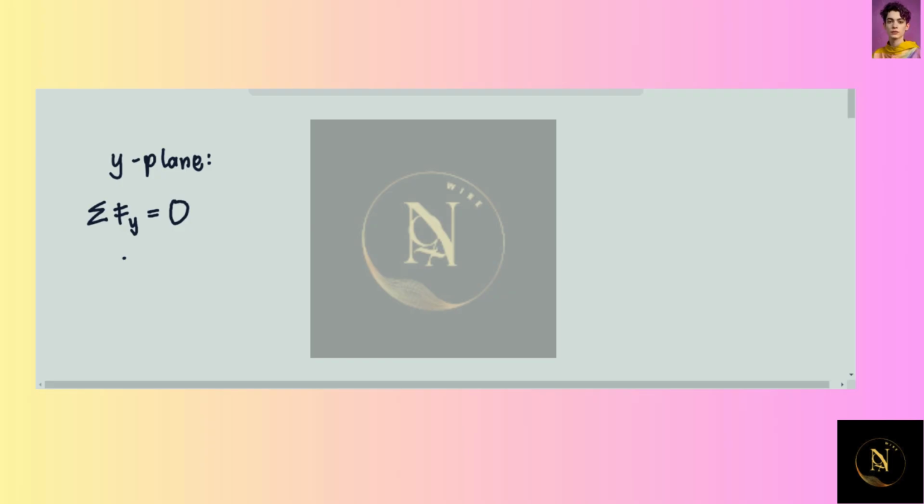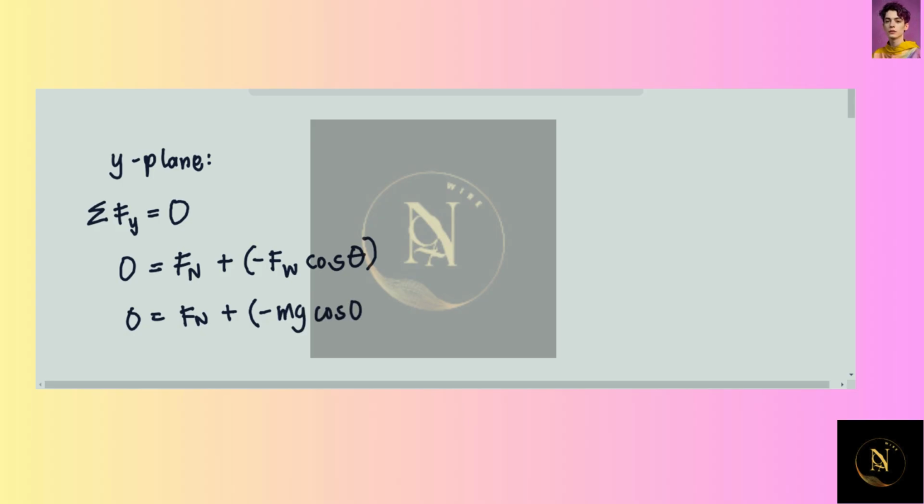As such, 0 is equal to the summation of the forces on this plane, which is the normal force and the force due to the weight of the car, which is the weight multiplied by cosine theta, which is negative since opposite the normal force. We know that weight is equal to mass multiplied by the acceleration due to gravity. So we can rewrite this as negative mg cosine theta, or simply F sub n is equal to mg cosine theta.